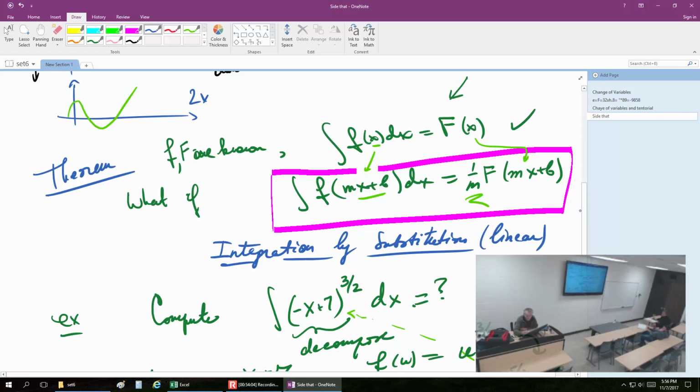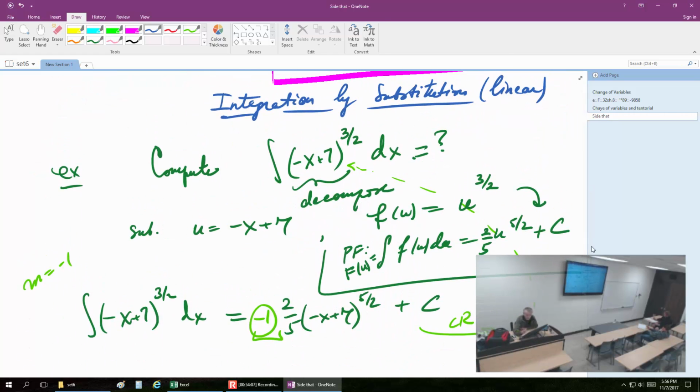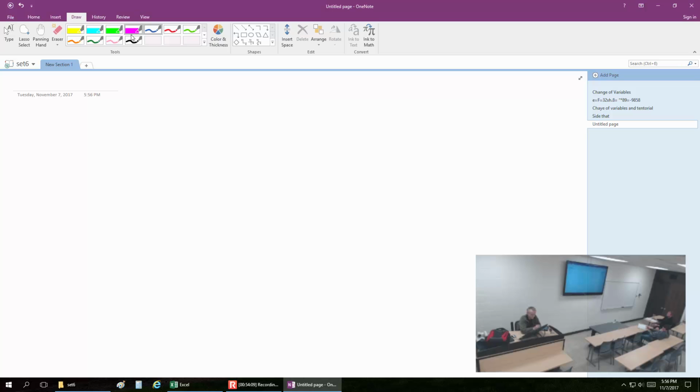Okay, so maybe one more example of this kind. As you can see, a lot of things come together here: that plus C business, naturally, then the chain rule, as well as substitution and compositions. All of these things are here, and okay, so what else? So say compute the integral. What functions haven't we tried yet?